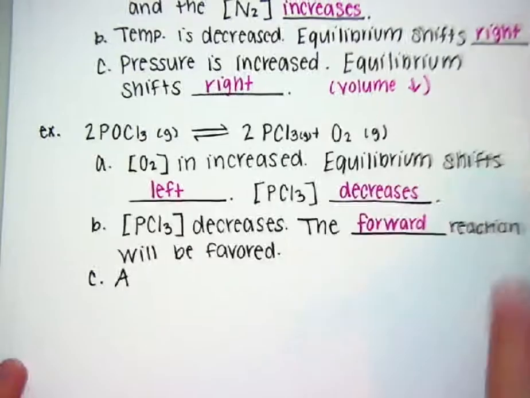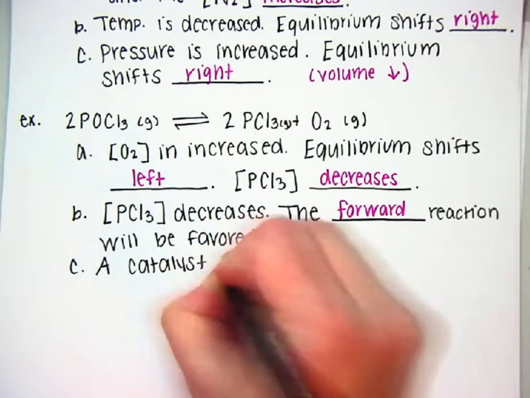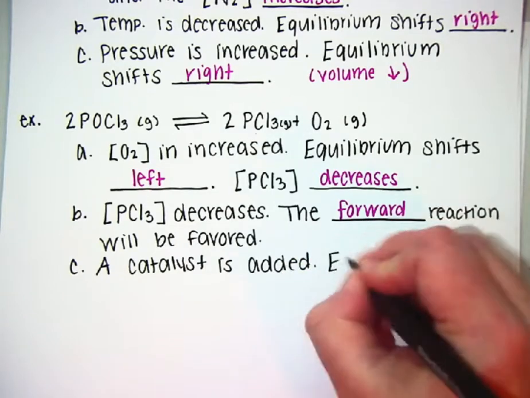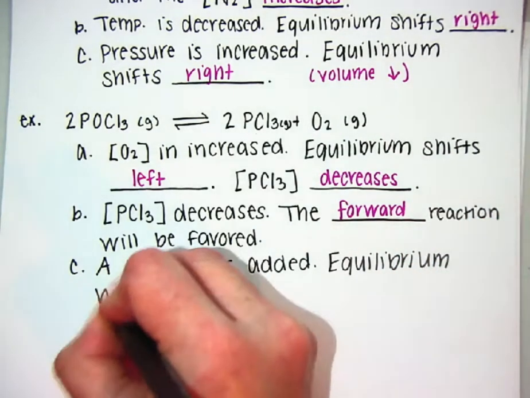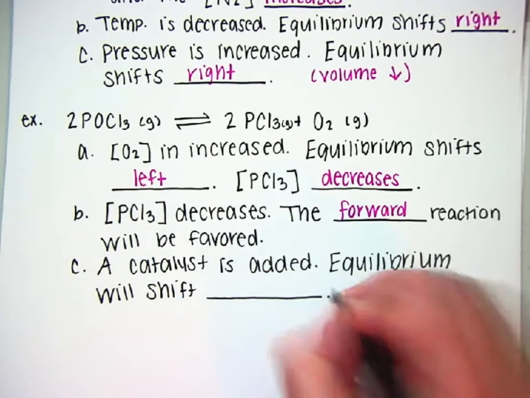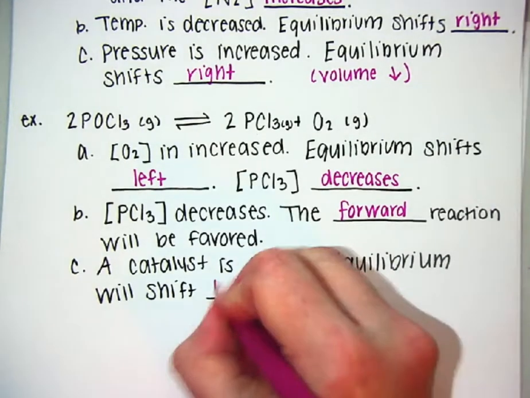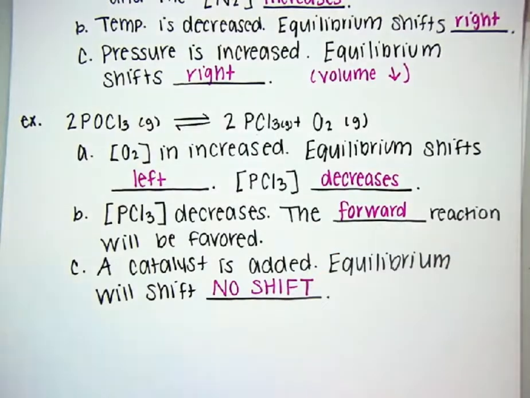C. A catalyst is added. Equilibrium will shift which way? Trick question. A catalyst increases the rate of the forward reaction and the rate of the reverse reaction by the same amount, so it does not cause a shift in equilibrium.